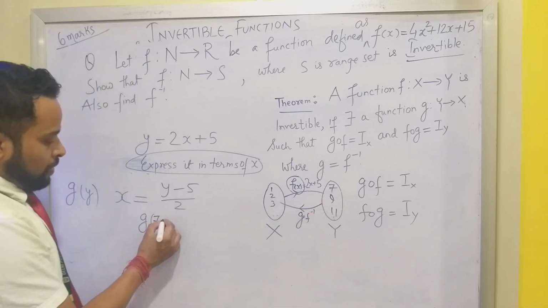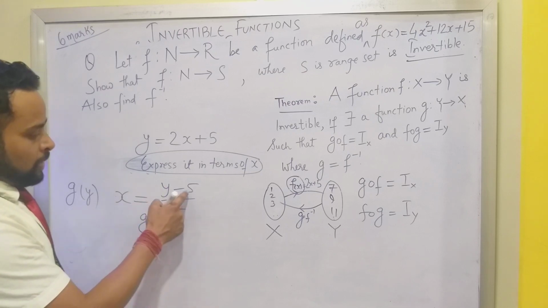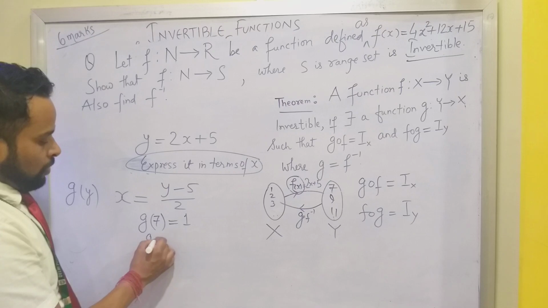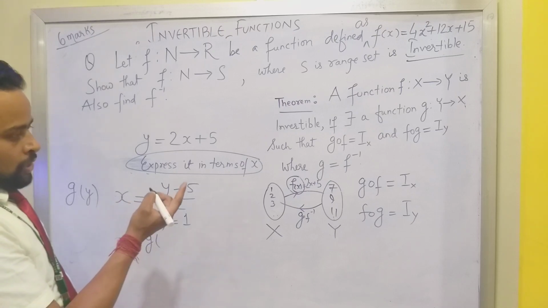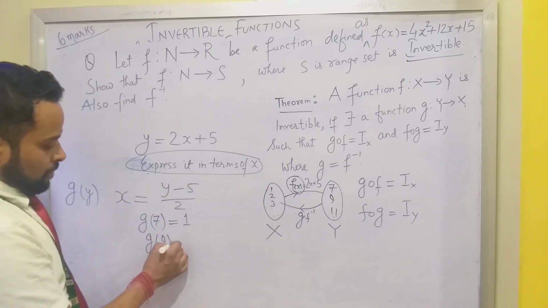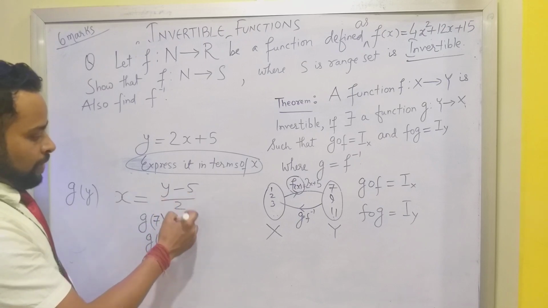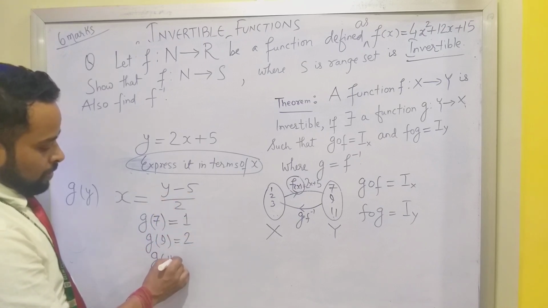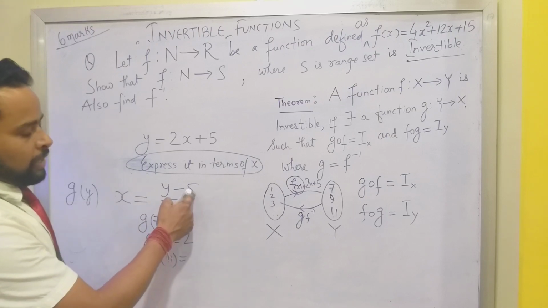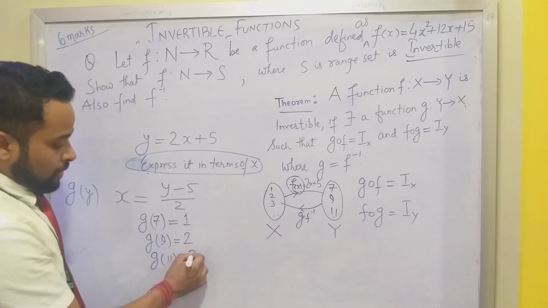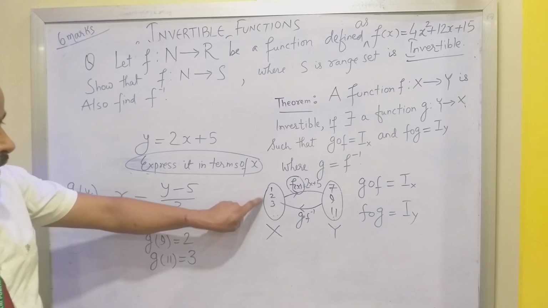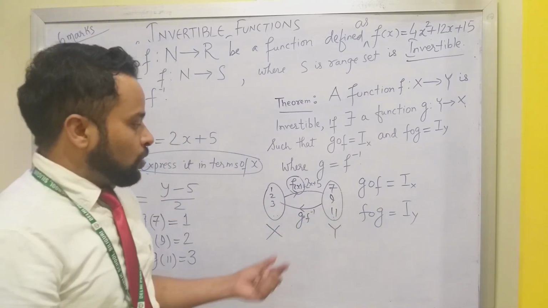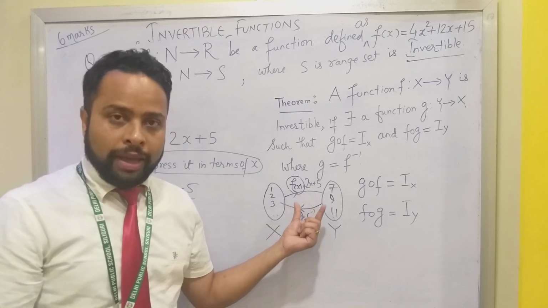If I put 7, what do I get? 7 minus 5, 2, by 2, I get 1. G of 9, I'm getting 9 minus 5, 4 by 2 is 2. And g of 11, obviously 11 minus 5 is 6, 6 by 2 is 3. So I'm getting all the elements. So g is a special function which behaves as the inverse of f.